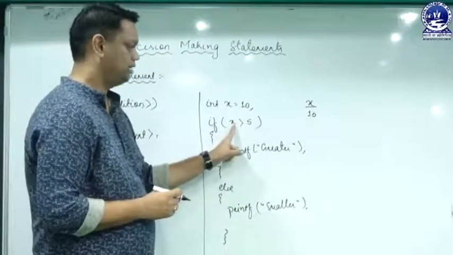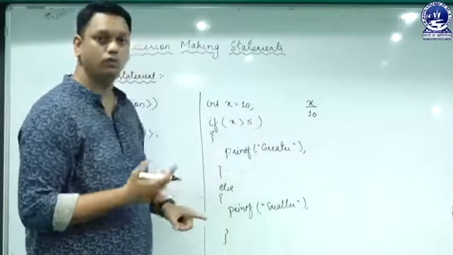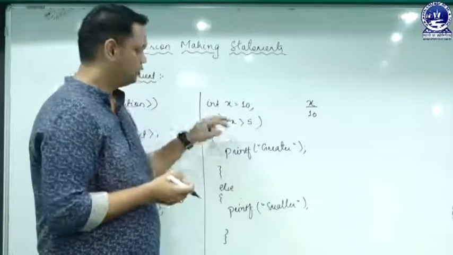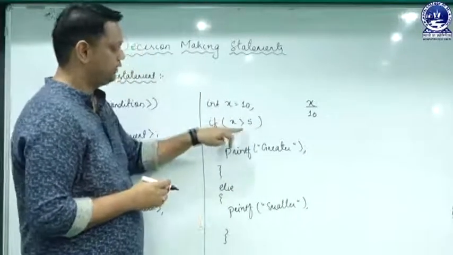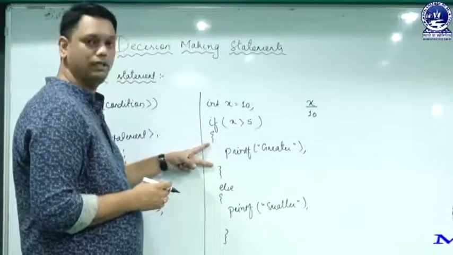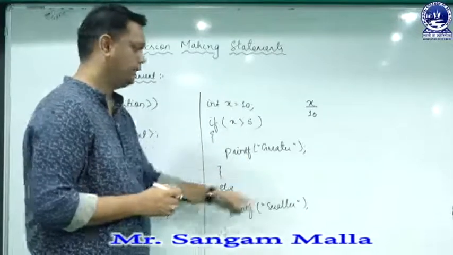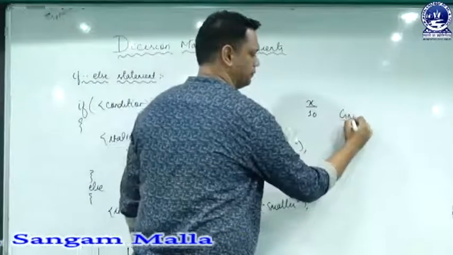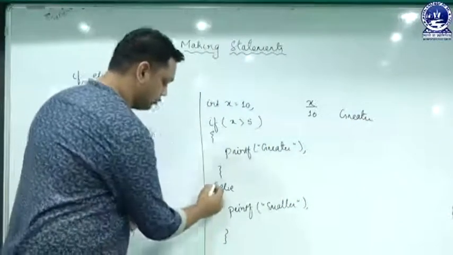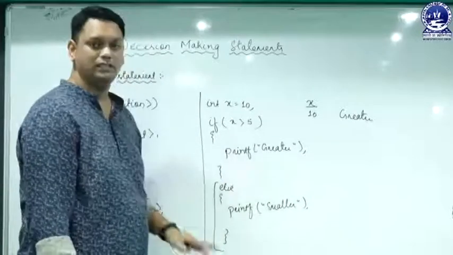Now it will check the value of x: is 10 greater than 5, true or false? The condition is true, 10 is greater than 5. I have already told you that if the condition returns true, then the statements within the if block will be executed. So it will enter here and print greater, and it will not come to the else statement. It will not at all execute the else statement.